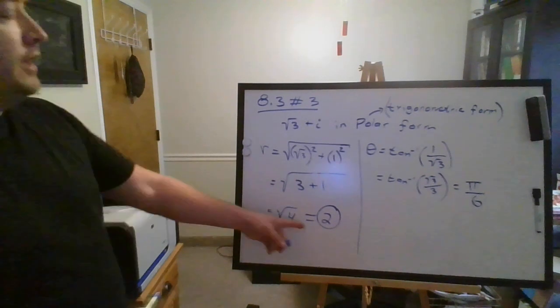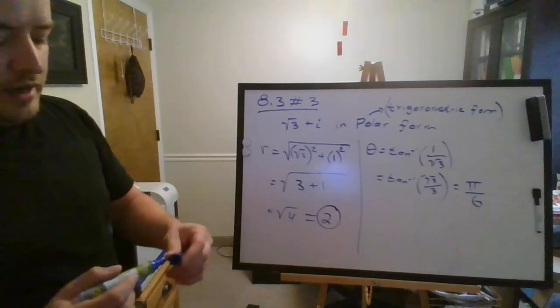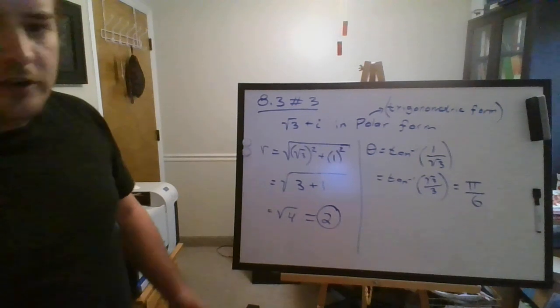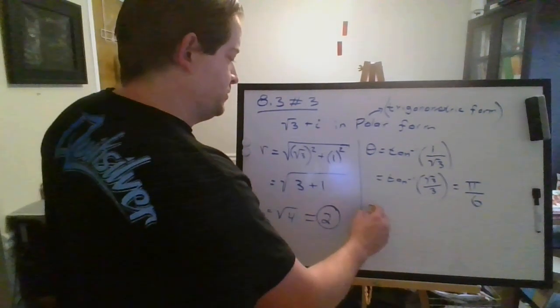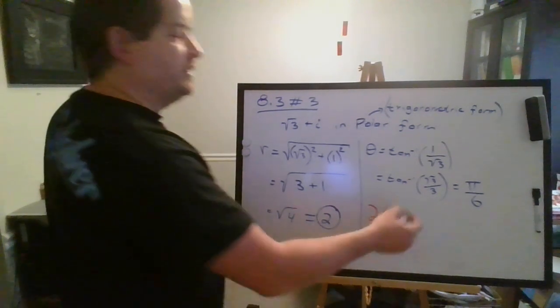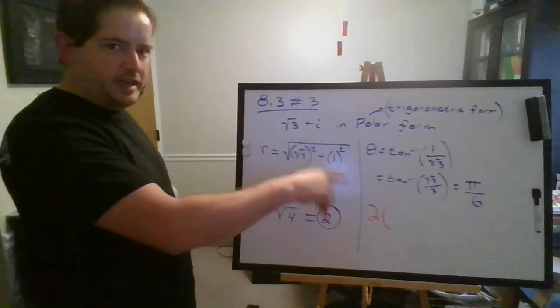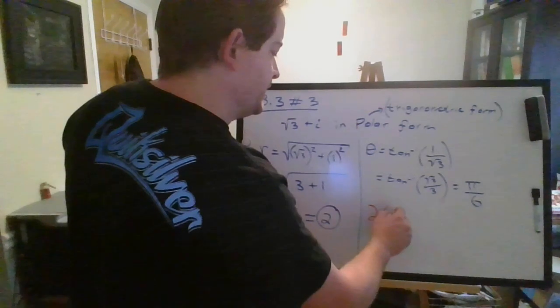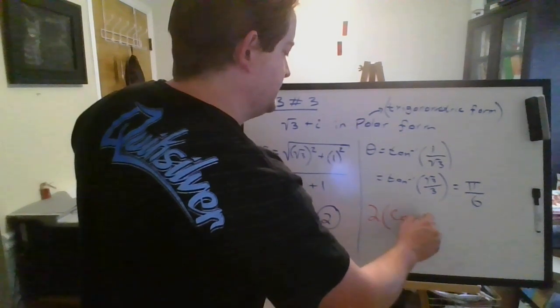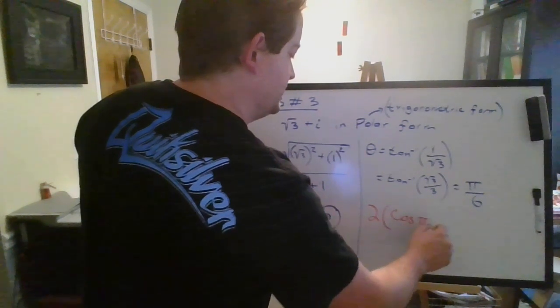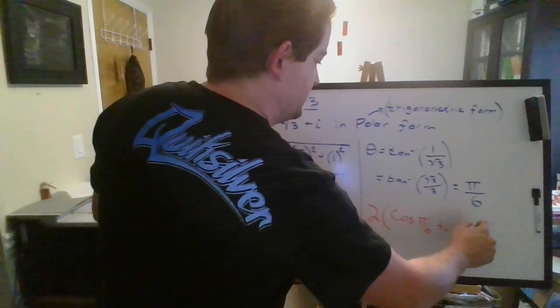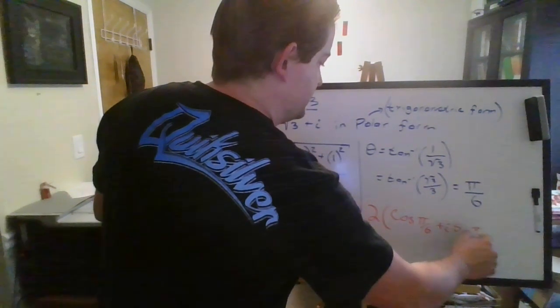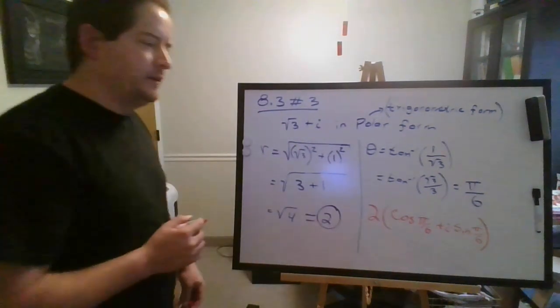So there I have it. I have a radius is 2. I have my theta, which is pi over 6. And therefore, the answer in the end is written as r, so 2, and then a parentheses, and then the cosine of that angle plus i sine of that angle. So that gives me cosine of pi over 6 plus i times sine of pi over 6. There we are.